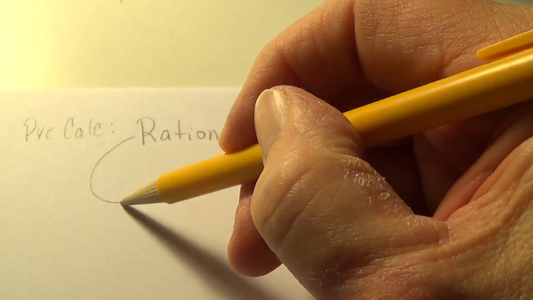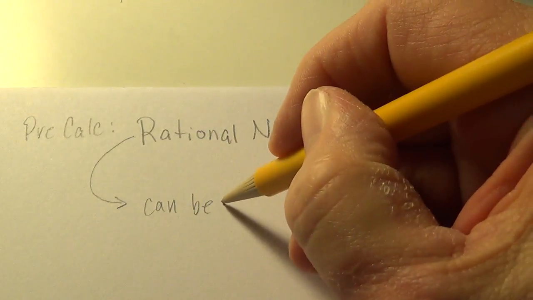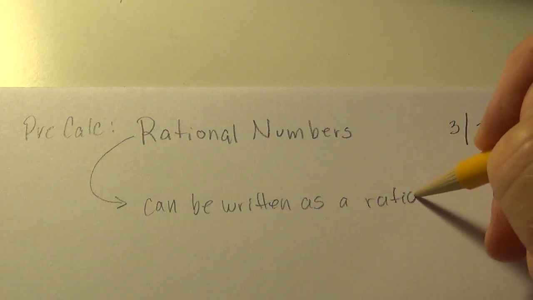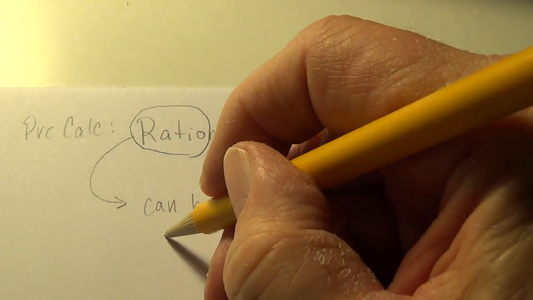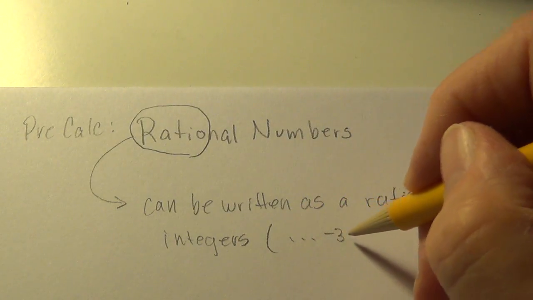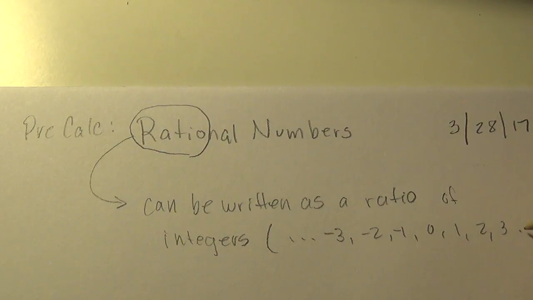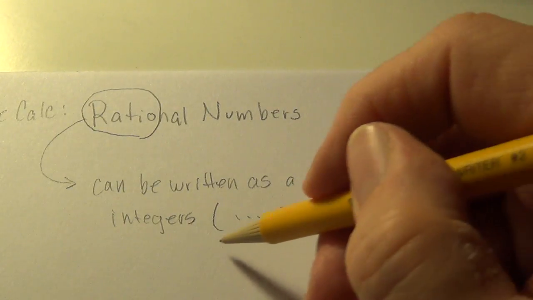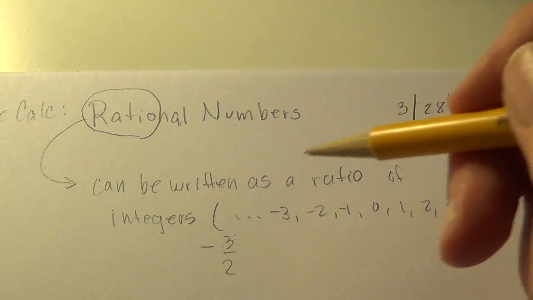Somewhere in your deep, bright math past, you learned that a rational number is a number that can be written as a ratio, thus the word rational, a ratio of integers. Integers are all the numbers that are negative whole numbers, zero, and positive whole numbers. Those are called the integers. So a ratio of integers would be like negative 3 over 2, a ratio. So 3 halves is a fraction or a ratio.